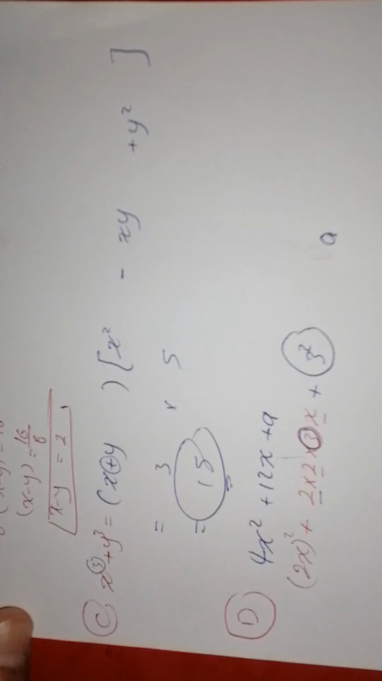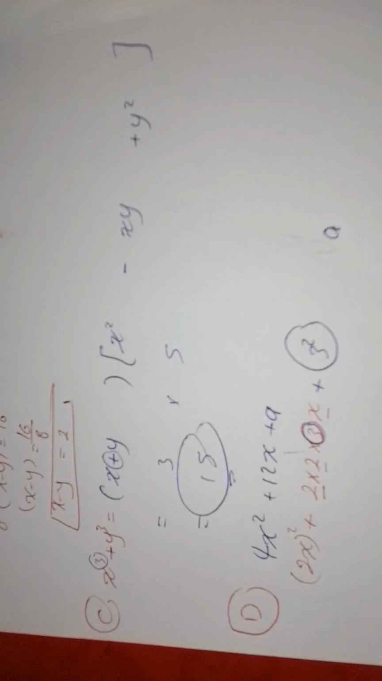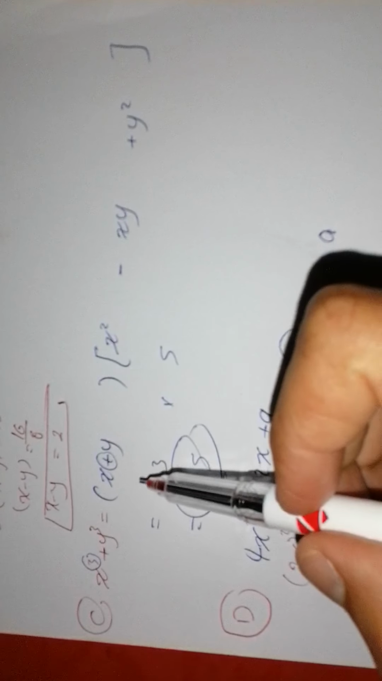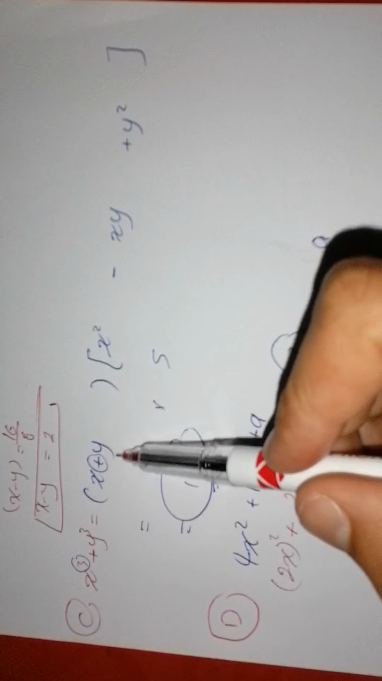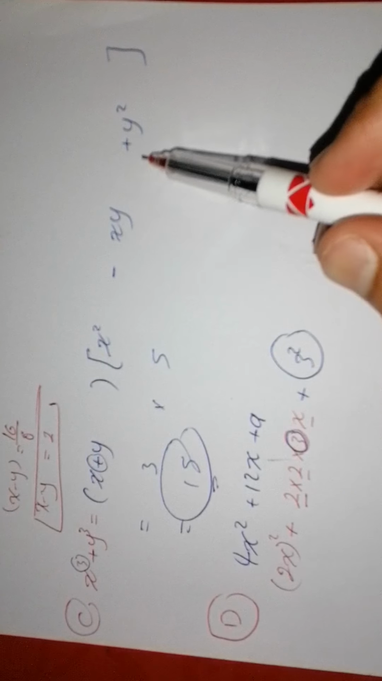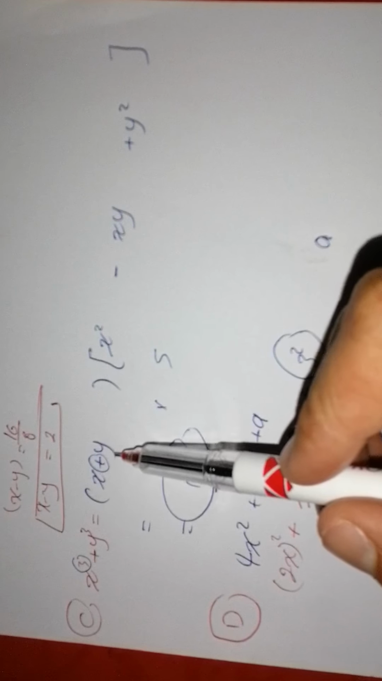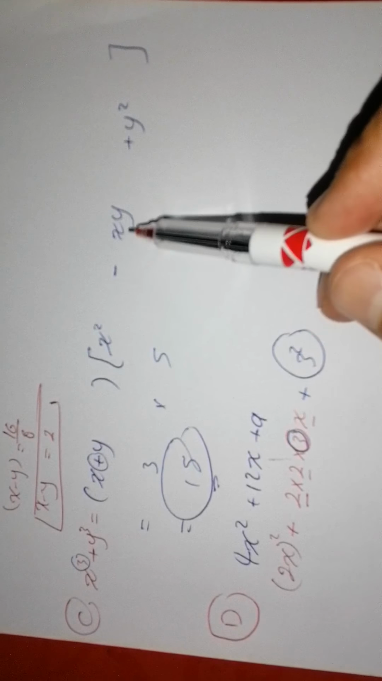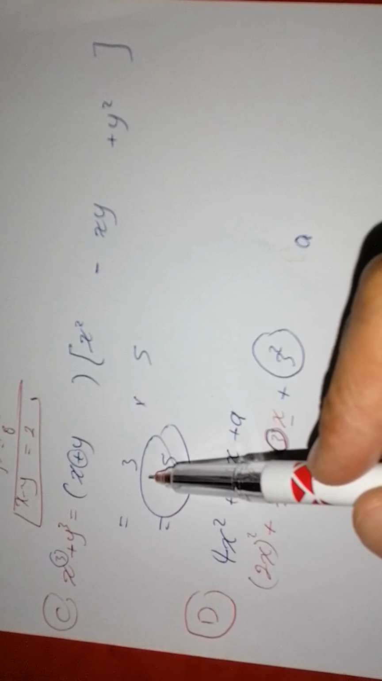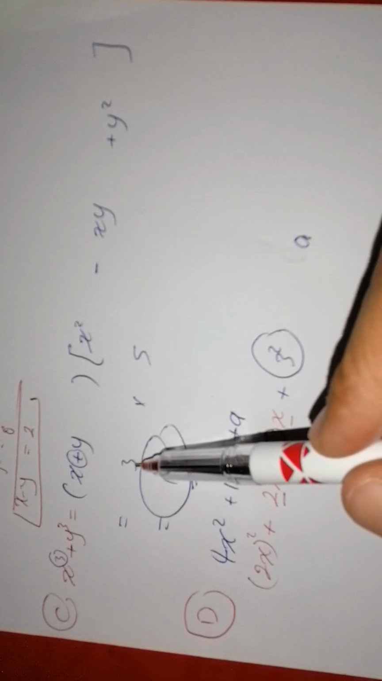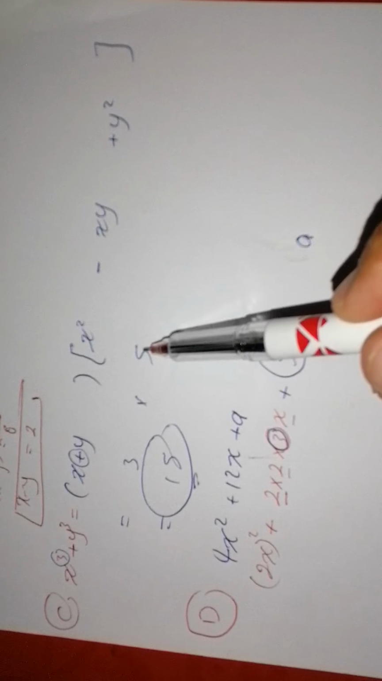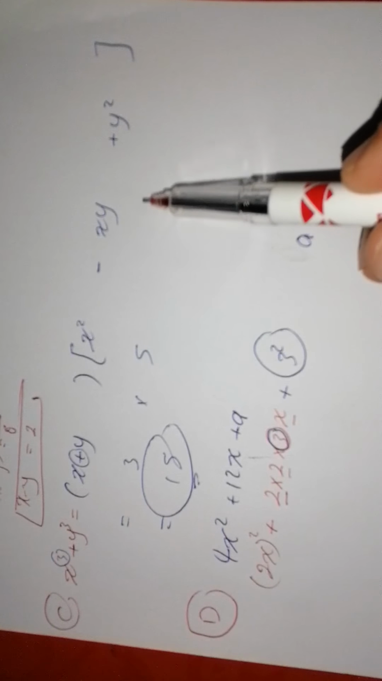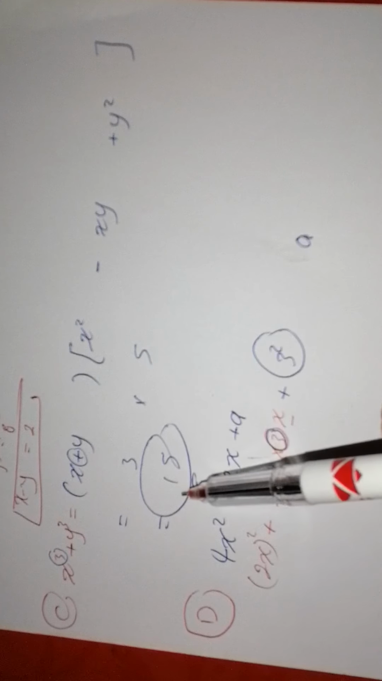Number C again. x power 3 plus y power 3 can be factorized as x plus y, and the second bracket should be x squared and y squared, and the sign is the inverse, negative, and x by y, which is xy. So we have in the question x plus y equals 3. We can put 3 instead of x plus y, and 5 instead of the large bracket x squared minus xy plus y squared, which is 3 by 5, equal to 15.